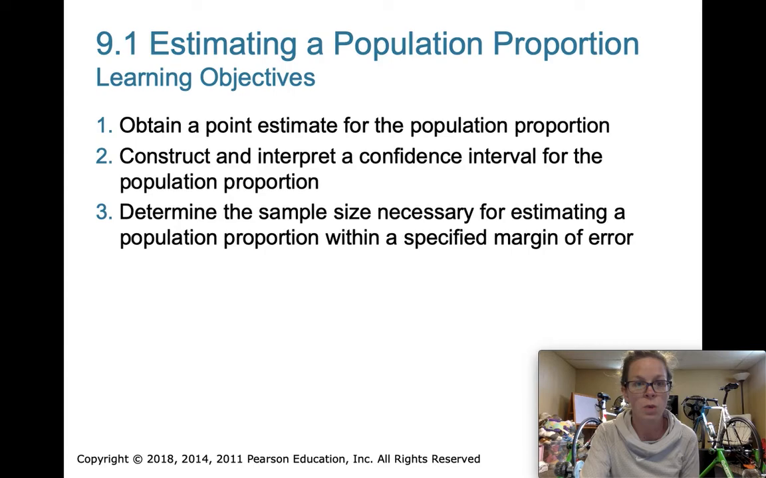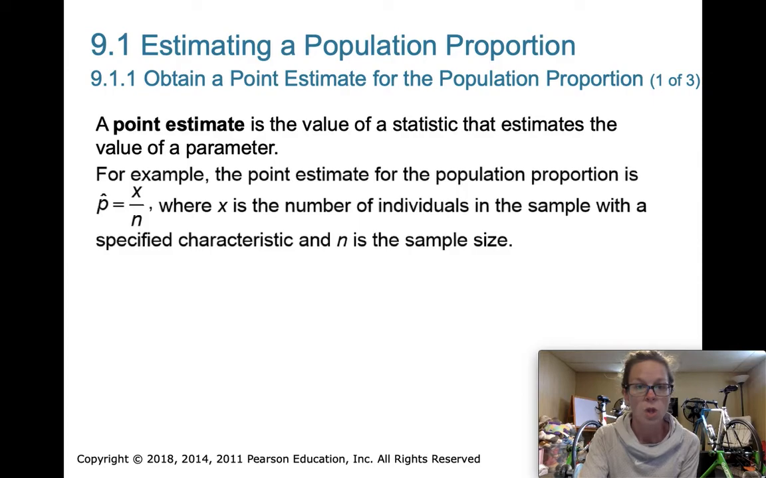So in our first section, we're going to be looking at estimating a population proportion. So we're going to find a point estimate, and we're going to talk about how to construct and interpret a confidence interval, and then how to determine what sample size we would need if we know how much error we want to allow ourselves. So a point estimate is the value of a statistic that estimates the value of a parameter. So again, remember that early in the year vocab. So a statistic is taken on a sample and a parameter is taken on the population.